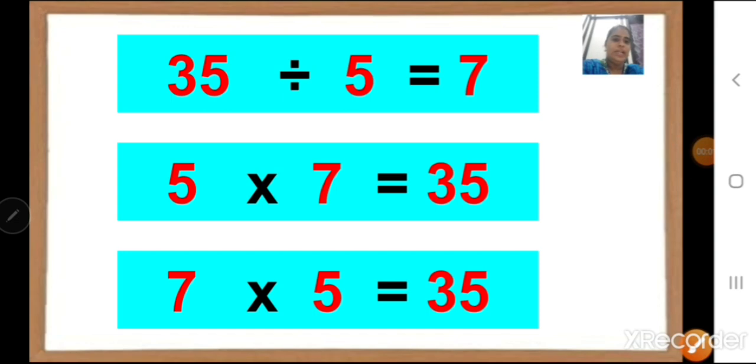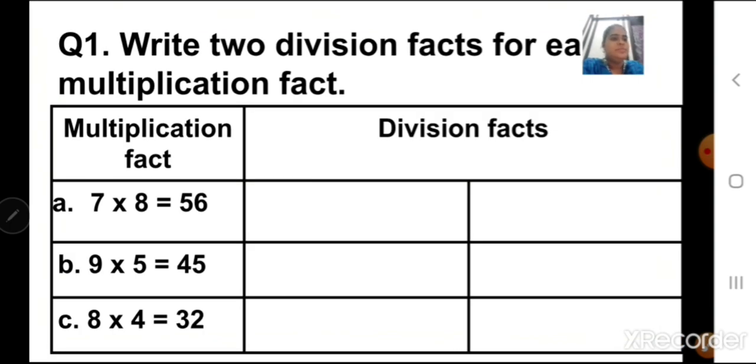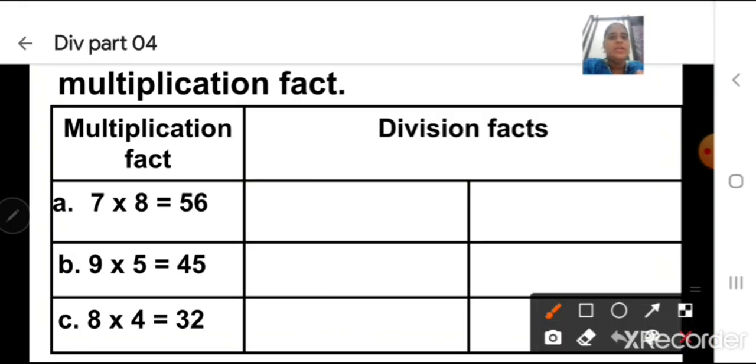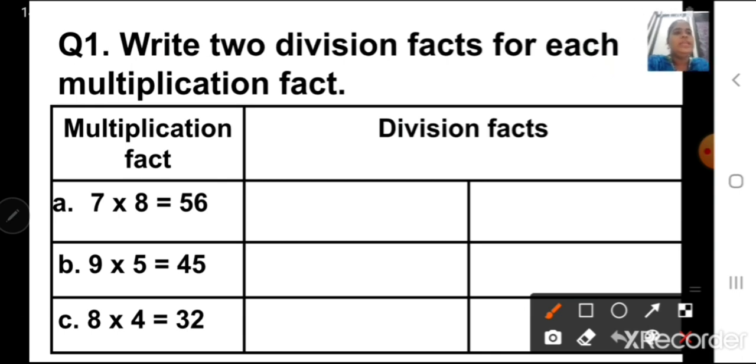Now children, take out your textbook. We are going to start with our exercise 6.4. Children, you can write the answers in your textbook itself. Question number 1. Write 2 division facts for each multiplication fact. So the multiplication fact is given to us. We have to write 2 division facts. So let us write, children.